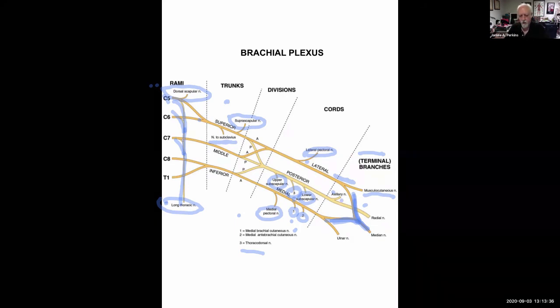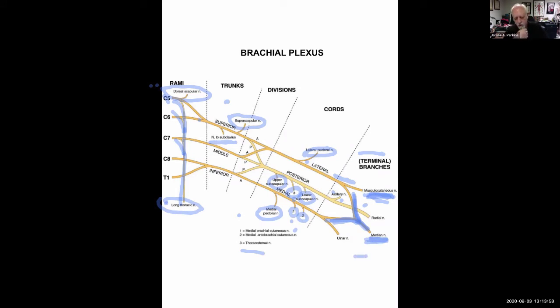So like musculocutaneous nerve, I said it innervates the 3 muscles of the brachium. Well, we haven't studied the brachium yet. We won't get to that until after the exam. So you don't need to know really what musculocutaneous does. And you don't really need to know what the median nerve does yet because we haven't gotten to any of those structures yet.